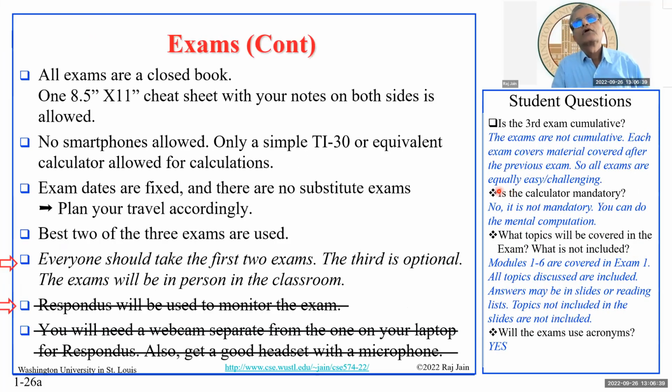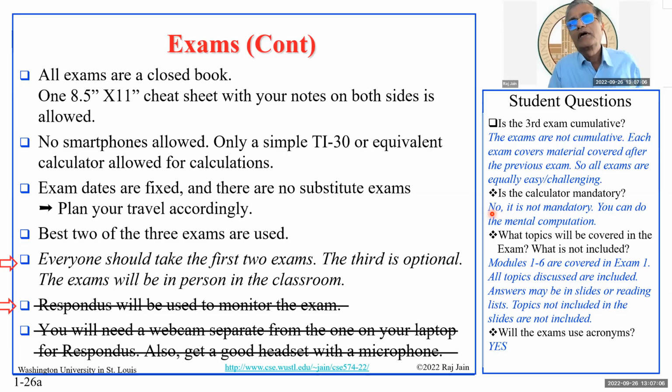The new questions are clearly marked differently. So is the calculator mandatory? The answer is no, it is not mandatory. You can do the mental computation, and many of us can. In the worst case, if you leave the computation incomplete, only a small number of points will be deducted for that.